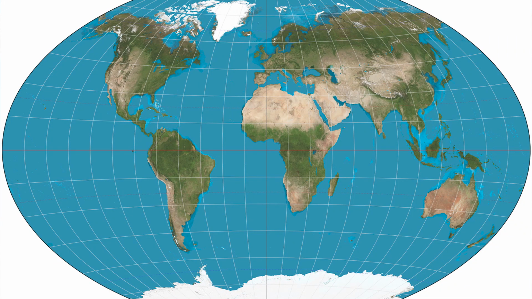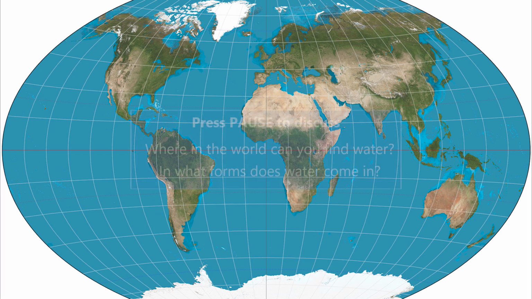Now let's start our activity, All the Water in the World. We know water is precious, but how precious is it really? This activity looks at all the water that we have in the world and how much of that water is available for human use. Here is a map of the world. I want your group to identify where you can find water and in what different forms water comes in.